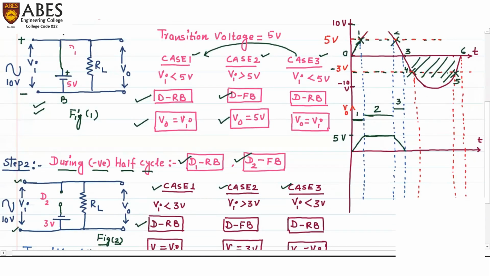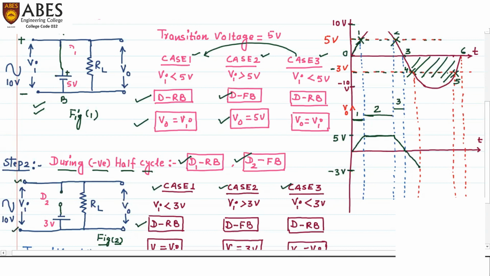So during case number 1, the input starts from point 3, which is at 0 potential, and it is going up to point number 4, which is at -3 volts. So the output will be like this. It will start from 0 and the output will go up to -3 volt. So this is the output during case number 1.